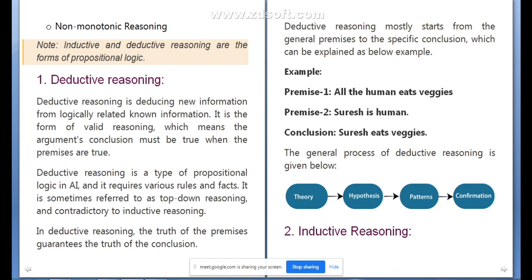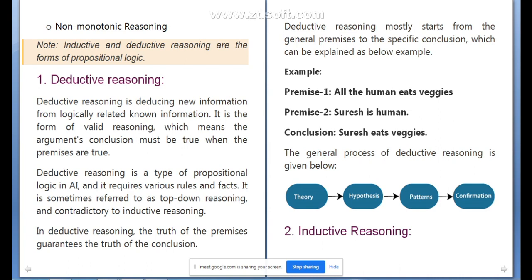So this is the deductive reasoning. समझ में आ गया ये एग्जांपल? All the humans eat vegetables. Second premise, that is Suresh is a human. तो हमने इस नॉलेज से कंक्लूजन क्या निकाला? Suresh eats vegetables, Suresh eats veggies. अंडरस्टूड?